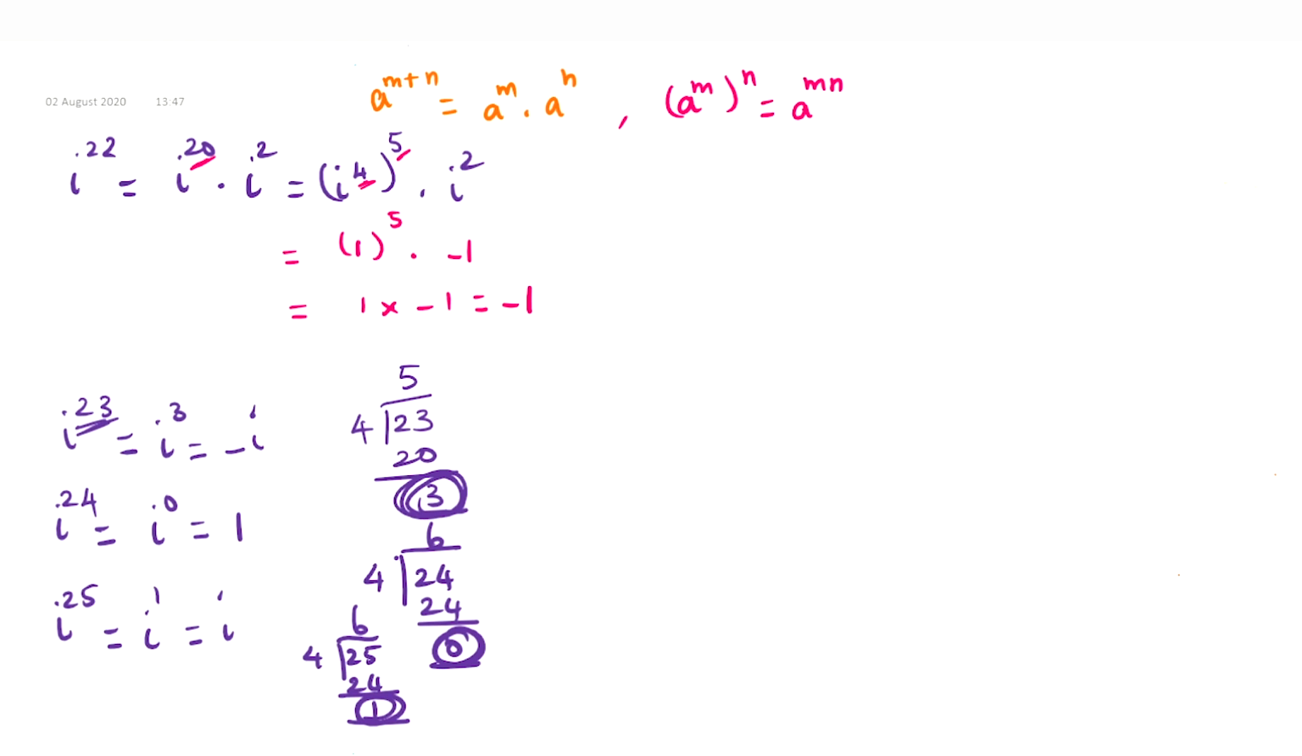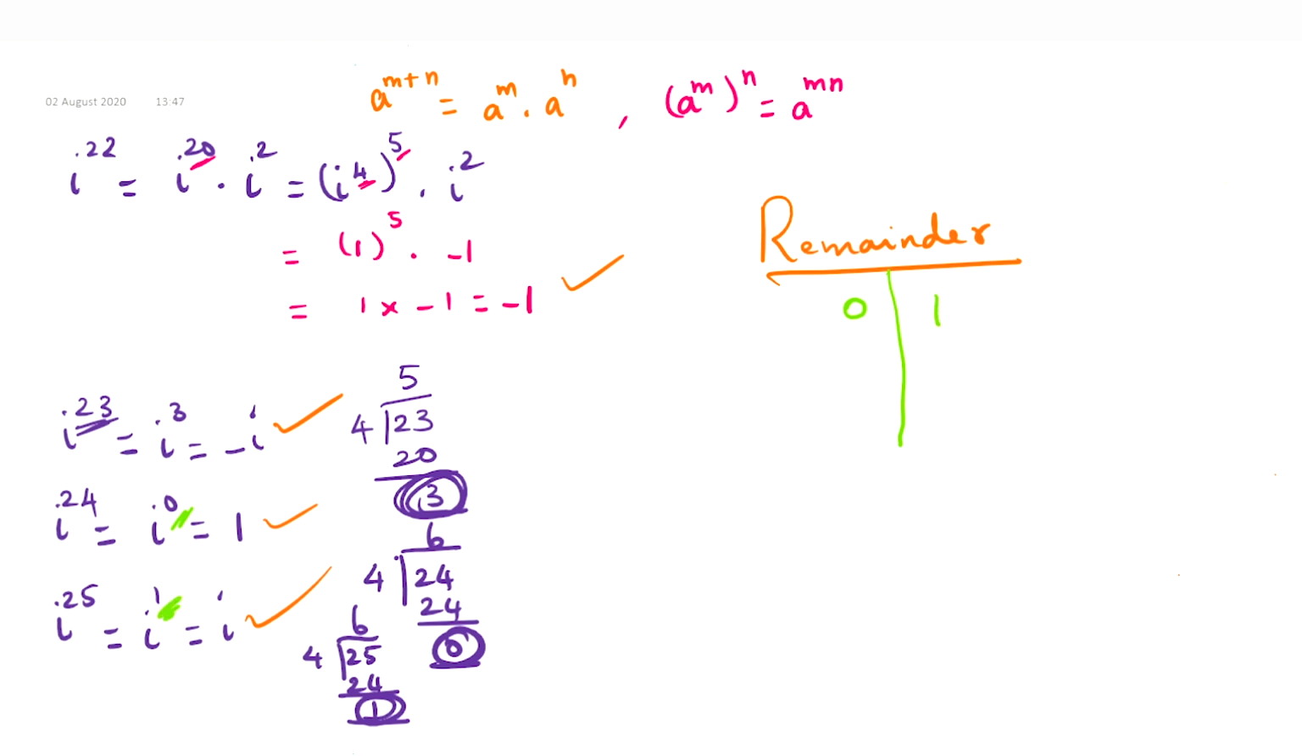Now you see the answers: minus i, 1, i. So from this we conclude that when the remainder is 0, the answer will be 1. When the remainder is 1, the answer will be i. When the remainder is 2, we can easily find this one, right?